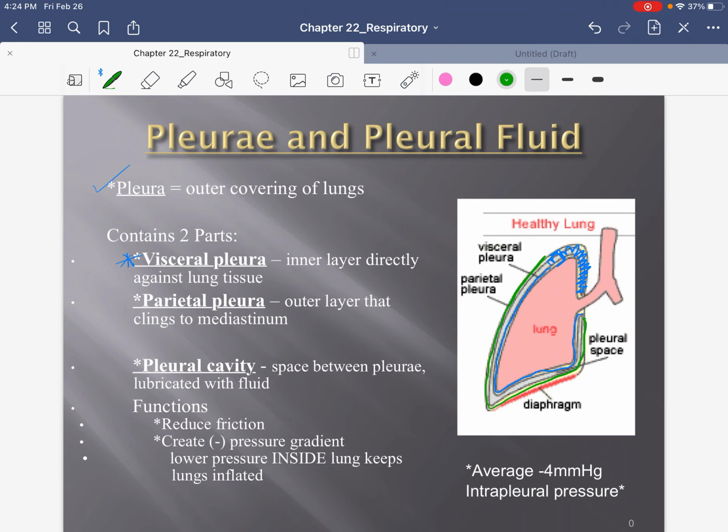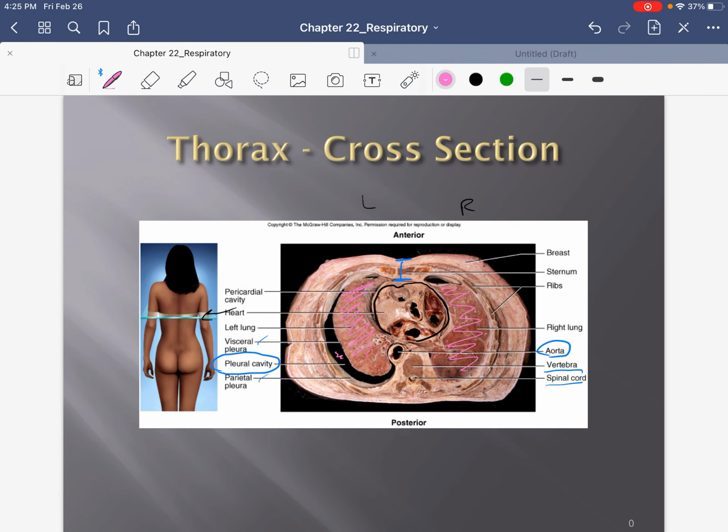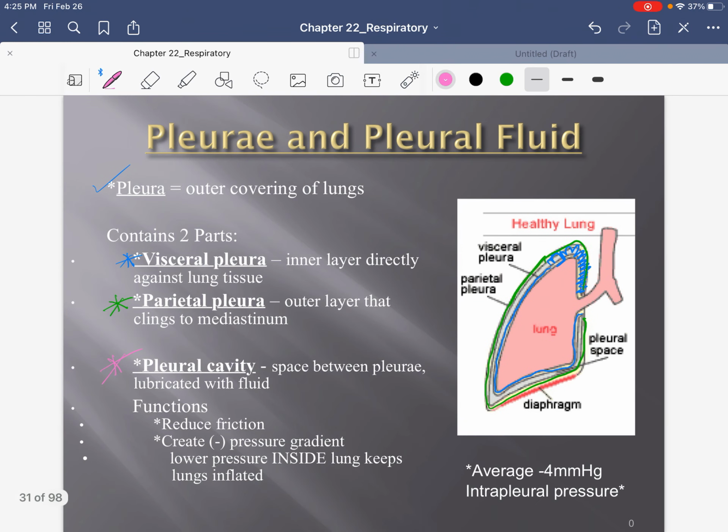So the whole covering is called the pleura, but we can separate it into two layers. There's an inner layer called the visceral pleura, and that inner layer clings directly to the lungs. And then we have an outer layer called the parietal pleura that clings to the chest cavity. And of course, in between, we have the pleural cavity. That's the black space we saw right here. So in between is a space called the pleural space or pleural cavity.